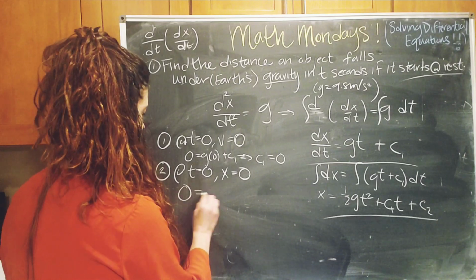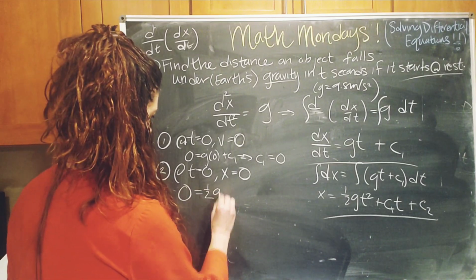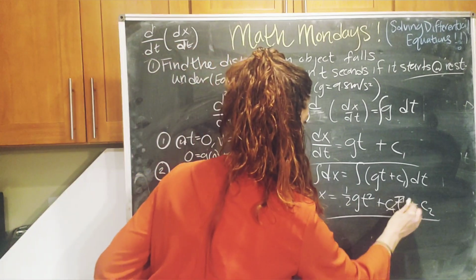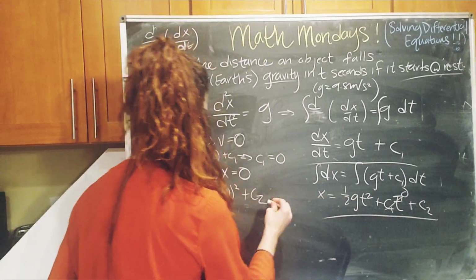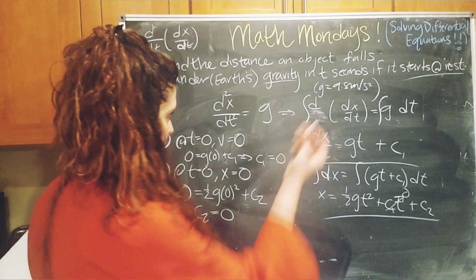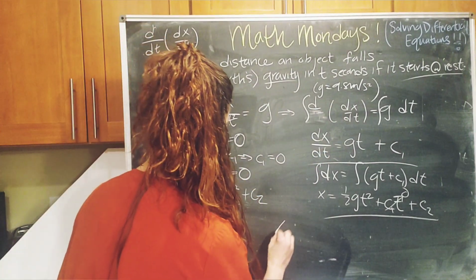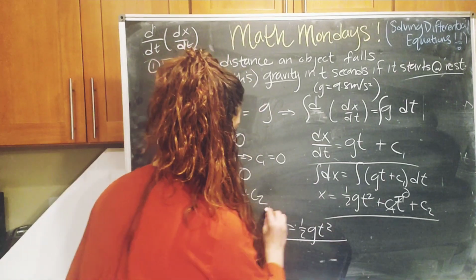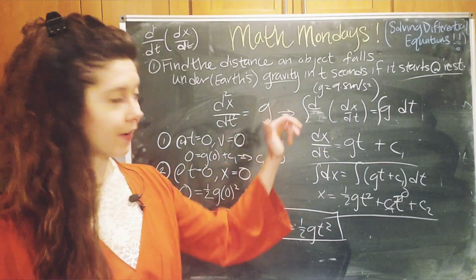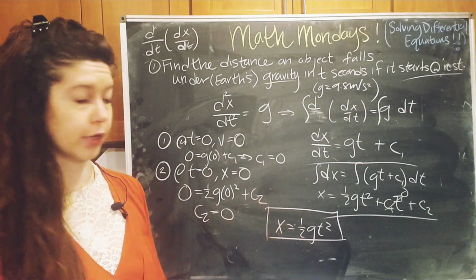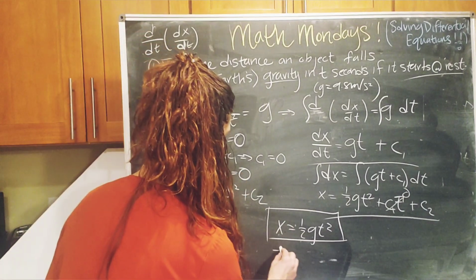So we get 0 equals 1/2 times g times 0 squared. That goes to 0, and then this goes to 0 plus c2. So again, we get c2 equals 0. And the solution to this problem is just x equals 1/2 gt squared. So if you were given a time, let's say after 8 seconds, how far did it fall? You would just plug that in.